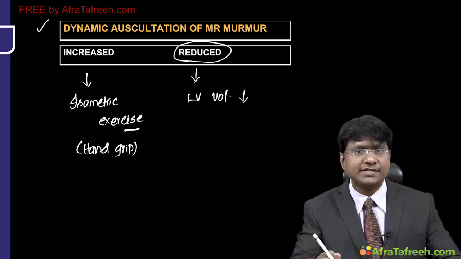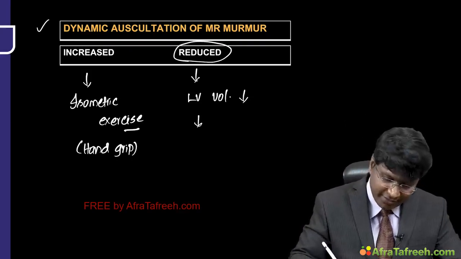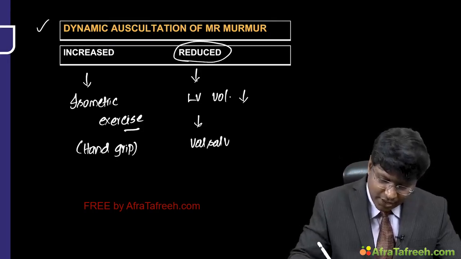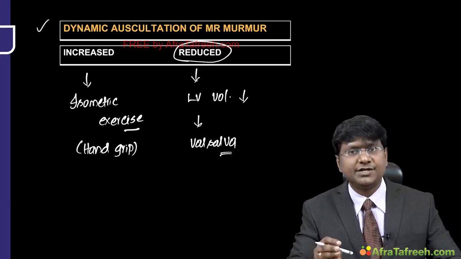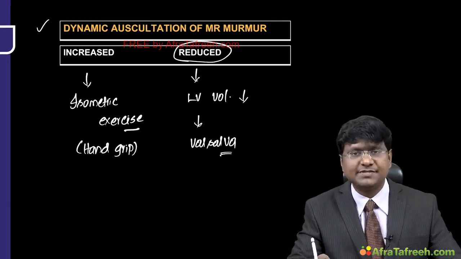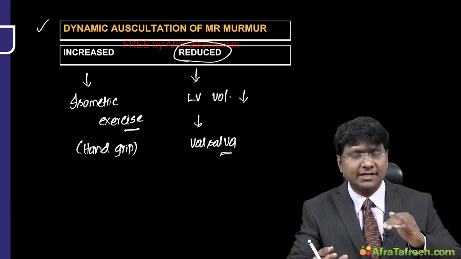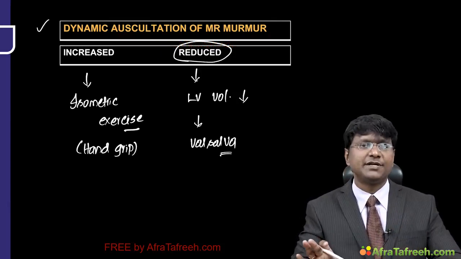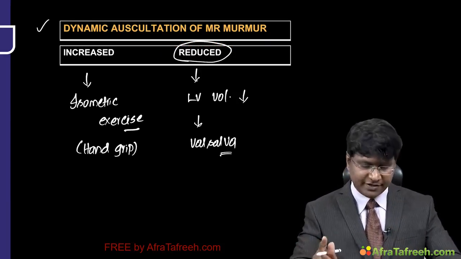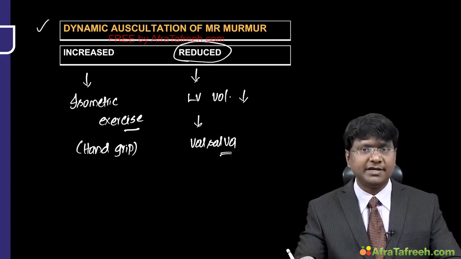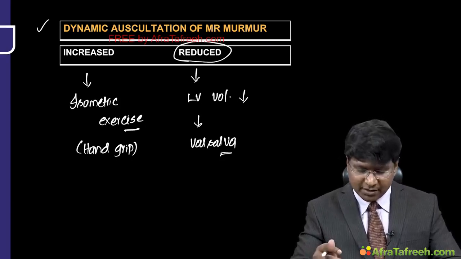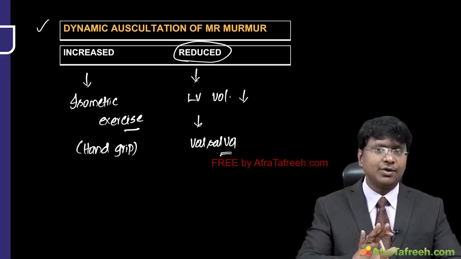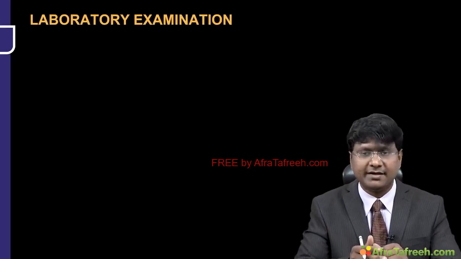That is, when the venous return reduces, LV volume also reduces. So upon doing the Valsalva, the venous return to the right side decreases and subsequently the LV volume reduces. Thereby the volume of the blood which is regurgitating from the LV to LA will be reduced, so the intensity of the murmur is also reduced. So please remember, with isometric exercises like hand grip, the MR murmur increases, and with the Valsalva maneuver, the MR murmur decreases in intensity. So this is about the examination findings in patients with mitral regurgitation.